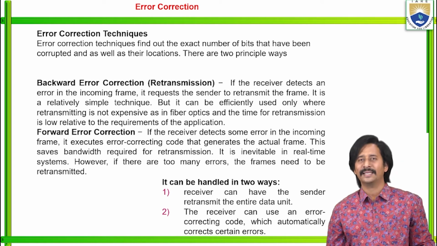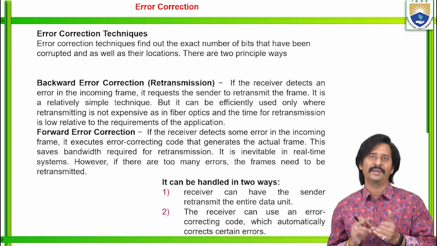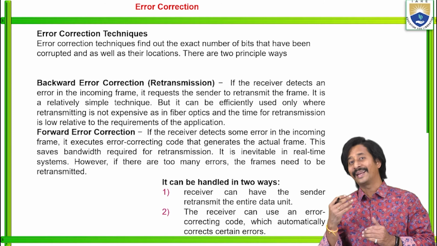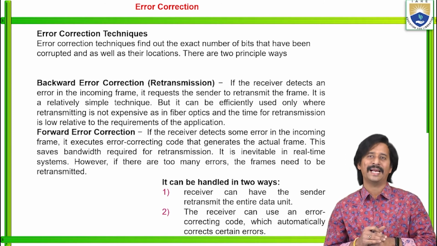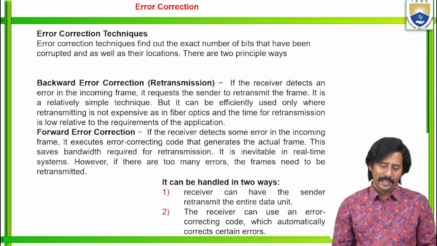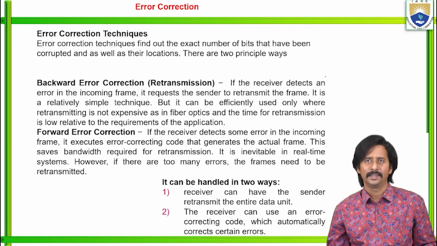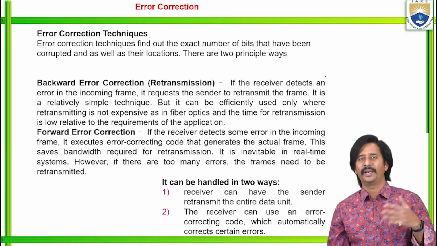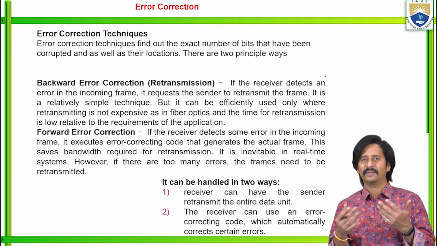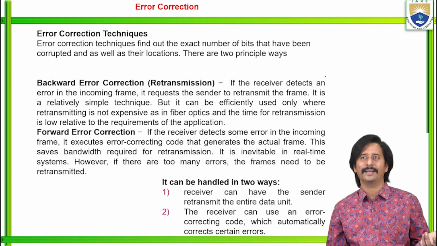Basically these error correction techniques have two principles. One is forward error correction, the second one is backward error correction. Generally backward error correction is also called retransmission. What does retransmission mean? For example, if the receiver detects an error in the incoming frame, then it requests or informs the sender to retransmit the same frame, because the frame received by the receiver node has an error.